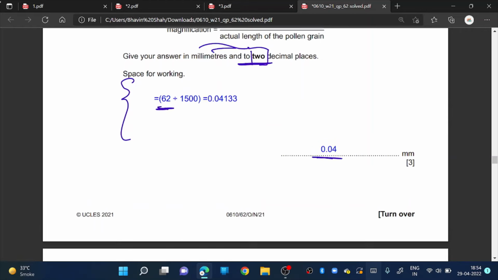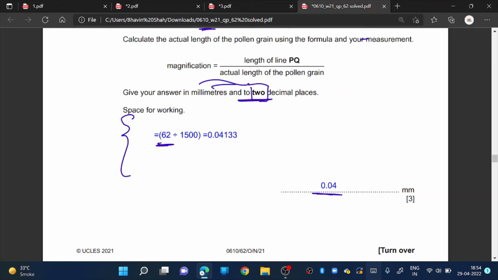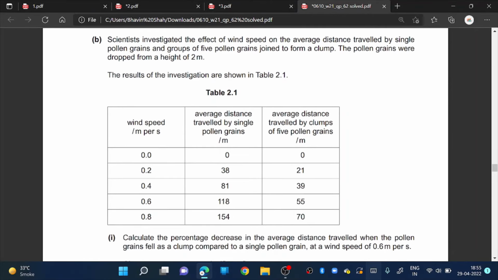So how is this 3 marks calculated? 1 mark for calculating the 62, that is the length, 1 mark for the proper calculation, and the third mark is for writing the correct answer with 2 decimal places in this dotted line. Always remember, always put your answers in the dotted line place provided to you.